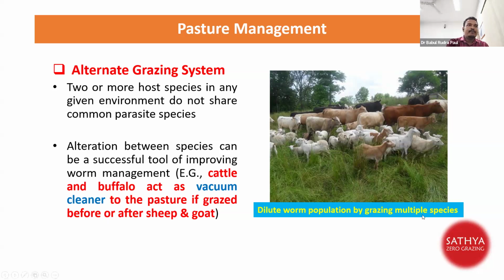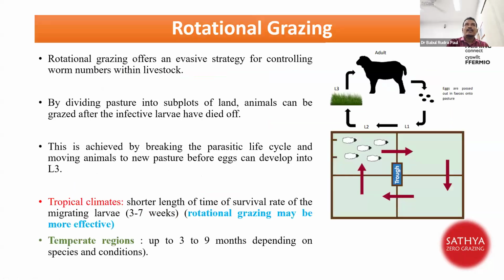And in multiple species grazing, what happens? If cattle, sheep, goat, and buffalo graze all together, there is a chance of dilution of the parasite in a multi-species setting, because all are not the same. They will not be susceptible to the particular group of parasites. And another grazing pattern is rotational grazing.